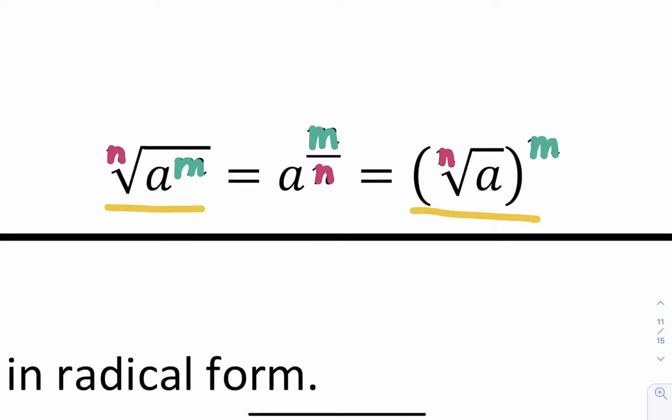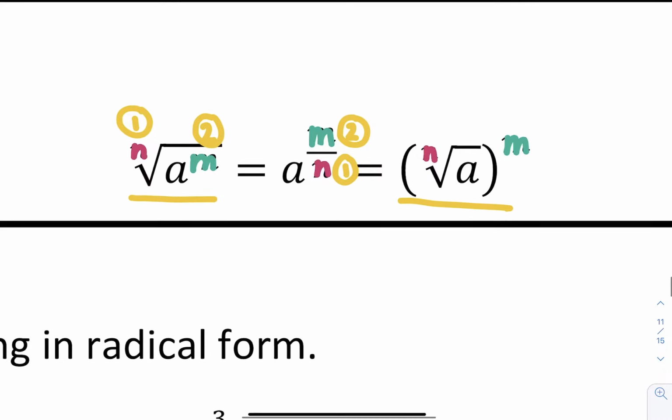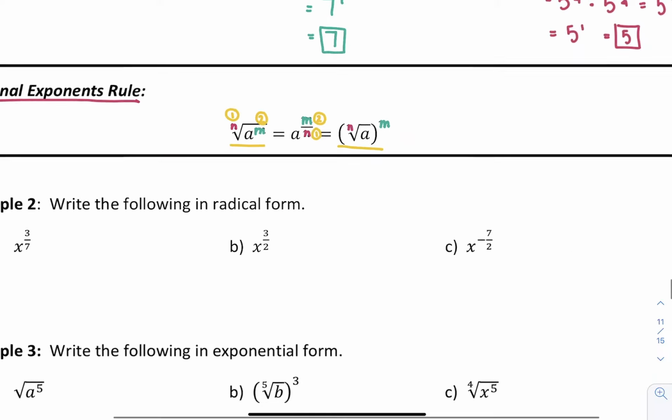Now, the way I remember this, if I am writing this out, I would write the n first and then the m second. This is just a quick trick. Now, if I'm trying to change it to an exponent, I do the opposite. I write the m first and then the n second. So it goes 1, 2, 2, 1. So let's try a few examples, then you'll see what I mean.